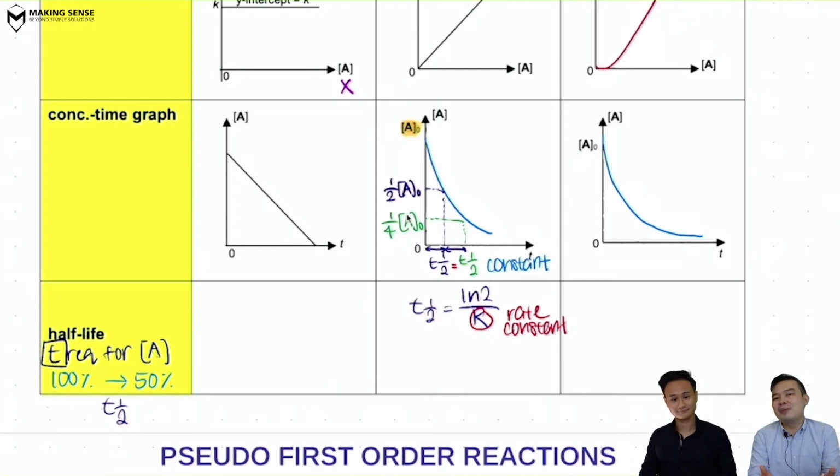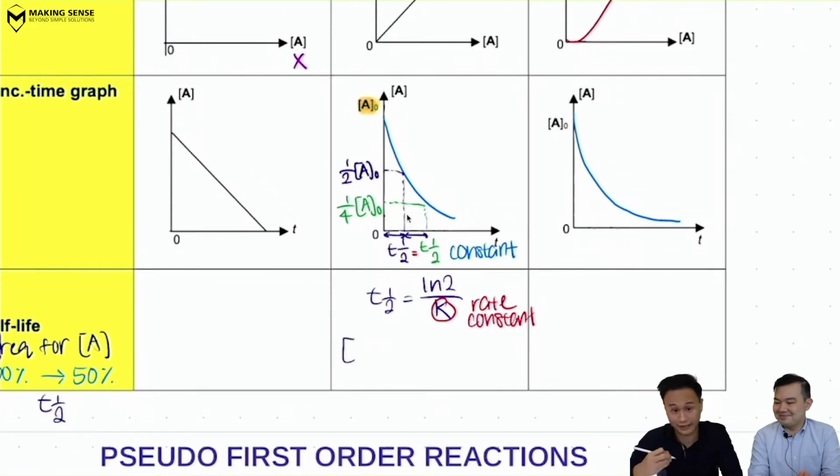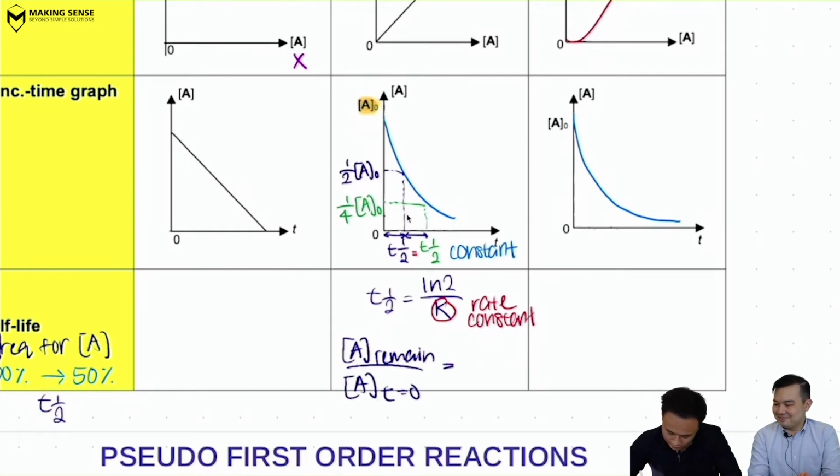There's another formula as well. So if I want to find out how many half-lives have elapsed, how do you find that? Oh, simple. So basically, you tell yourself it is the fraction of A remaining, which means it's basically how much A or reagent that you have remaining, over the initial amount of A that you have, at T equals 0. This is equivalent to the fraction half raised to the power of the number of half-lives that has passed or elapsed, which is basically N.